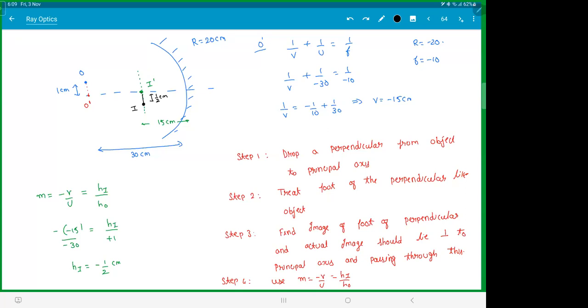Let's see one more like this. If you're not on the principal axis, this is the process that you follow to figure out the diagram. You can't use the formula directly, because then what will you take as u? Will you take u as this distance? Clear? Let's see a better version of this.